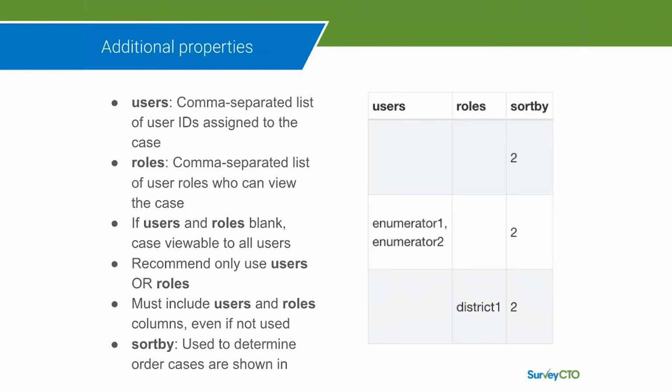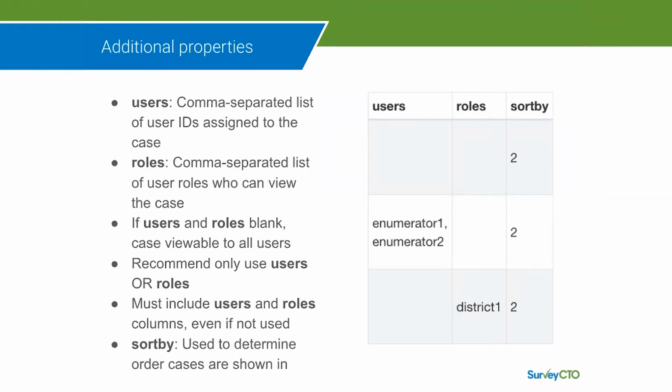The users property will be a comma-separated list of users who can view that case. For example, on the right, we have an example of three cases. The top case has a blank users value, so all enumerators will be able to view that case from the case management menu. However, the second case has a value of enumerator 1, enumerator 2. So users will only be able to view that case when they are logged in as either the usernames enumerator 1 or enumerator 2. If I were to remove enumerator 2 from that list, then only enumerator 1 would be able to view that case.